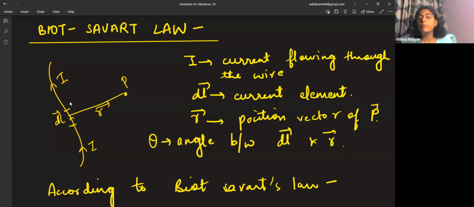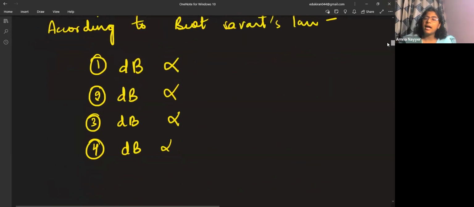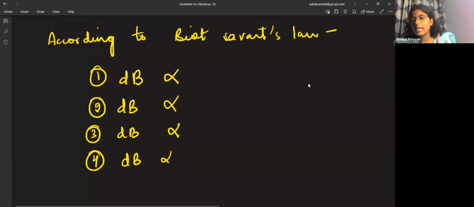One more quantity that will be used here is the angle made between this dL, the current element, and the position vector, which is theta. Now, what does the law say? Biot-Savart's law basically says that your magnetic field is proportional to four things. Firstly, the current which is flowing in the wire. Then it is also directly proportional to this current element, dL.